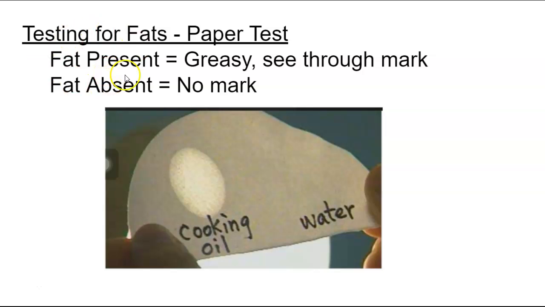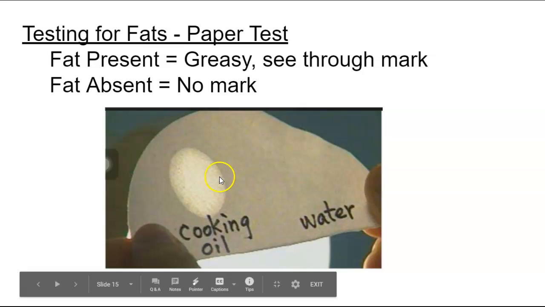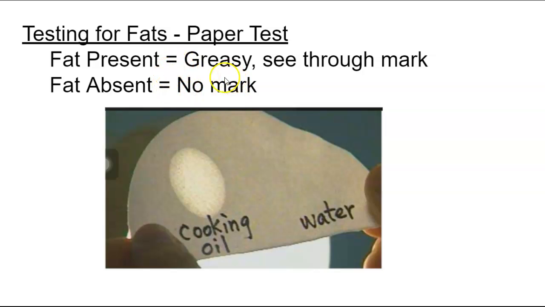If there's fat present, we'll see a greasy mark. And when we hold that mark up to the light, we'll be able to see through it. If there's no fat, we're not really going to see any greasy mark. We might see a color, okay? So let's say we're doing broccoli, right? If we wipe broccoli on here, it's probably going to leave a green stain. But the key here is, can we see through it when we hold it up to the light, right? So those greasy marks are going to be see-through.